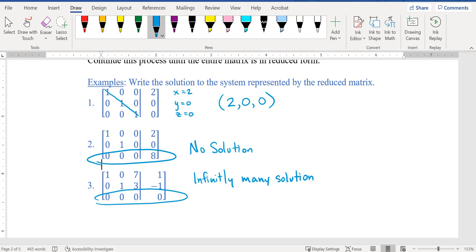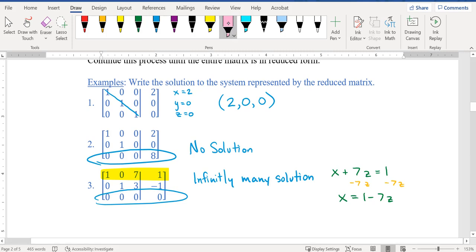So this is a new concept for some of you. Looking at row number 1. Okay, remember that I'm dealing with variables x, y, and z. Row number 1 tells me that x plus 7z equals 1. Let's solve for x. I'm going to move 7z to the other side. That tells me that x is equal to 1 minus 7z.